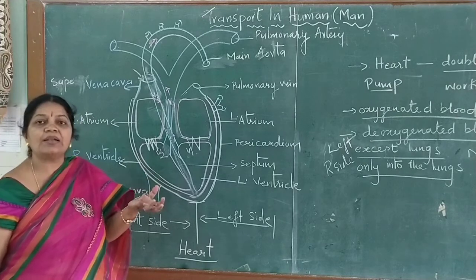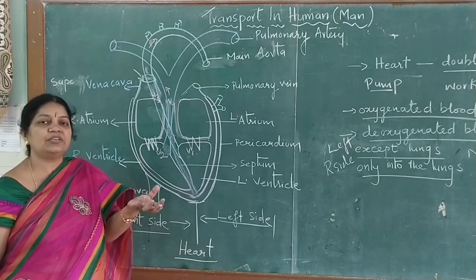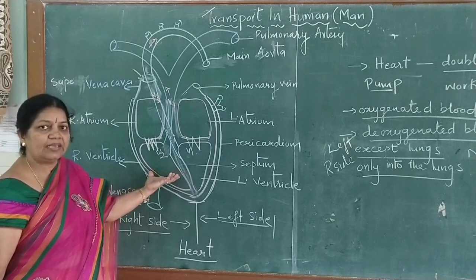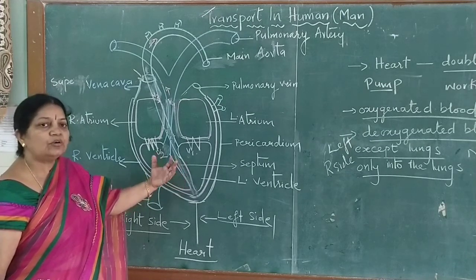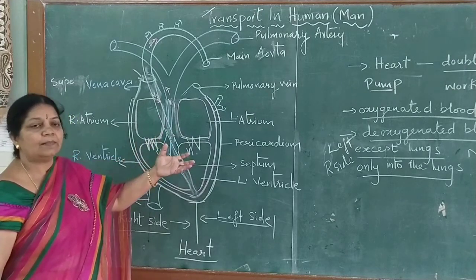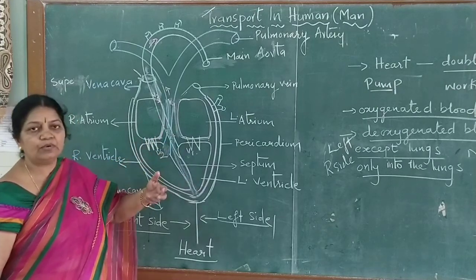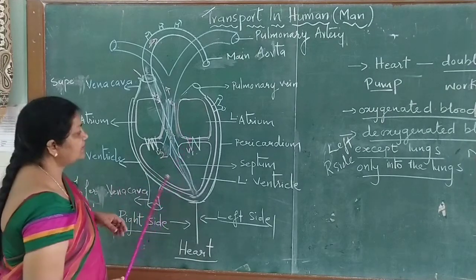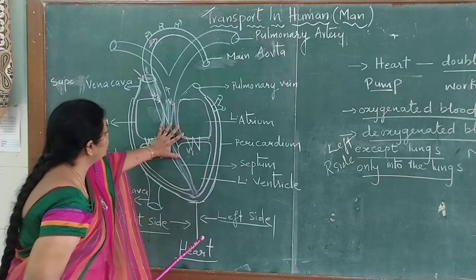The rhythmic contraction and relaxation that takes place continuously throughout our life is called the heartbeat. Within this heartbeat, you can see how the heart pumps the blood to different parts. First of all, we will go for the left side. This is how it is going to work.